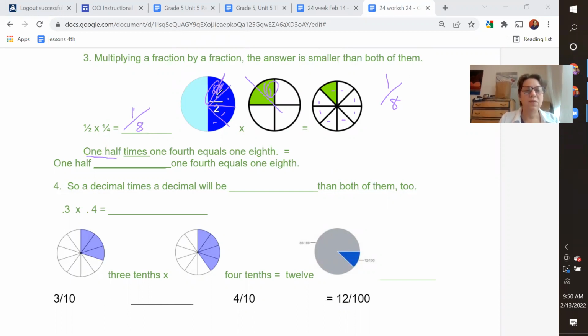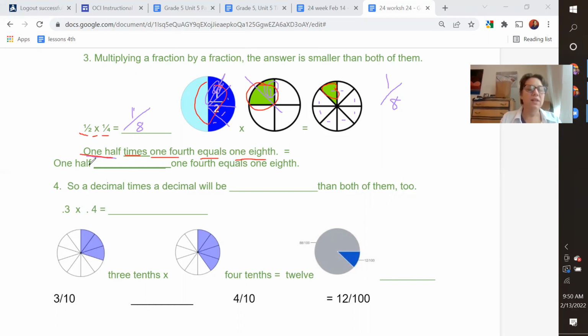1/2. This is 1/2. I do this one in red. 1/2 times 1/4. 1/2 times 1/4 equals 1/8. And that's exactly what we just saw. 1/2 times 1/4 equals a little tiny 1/8.